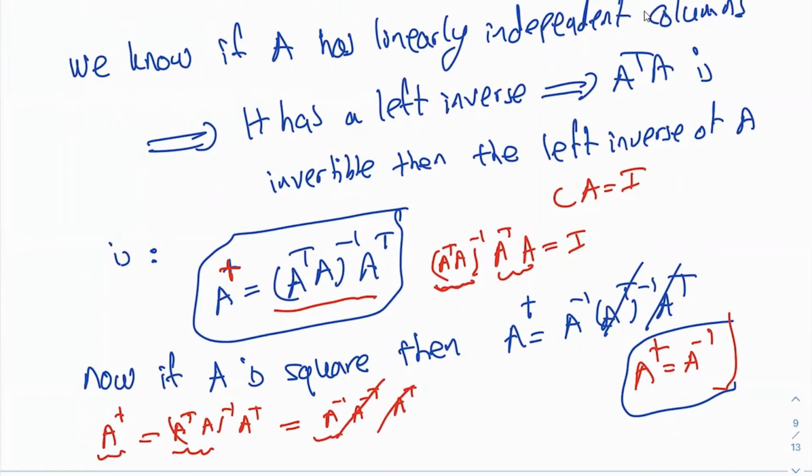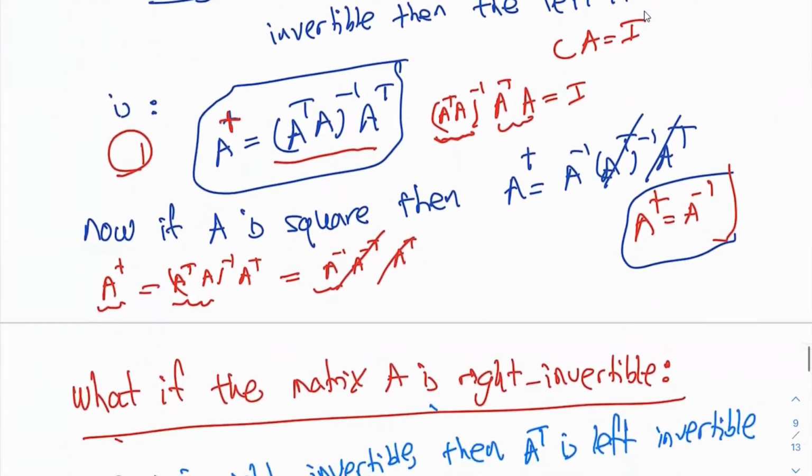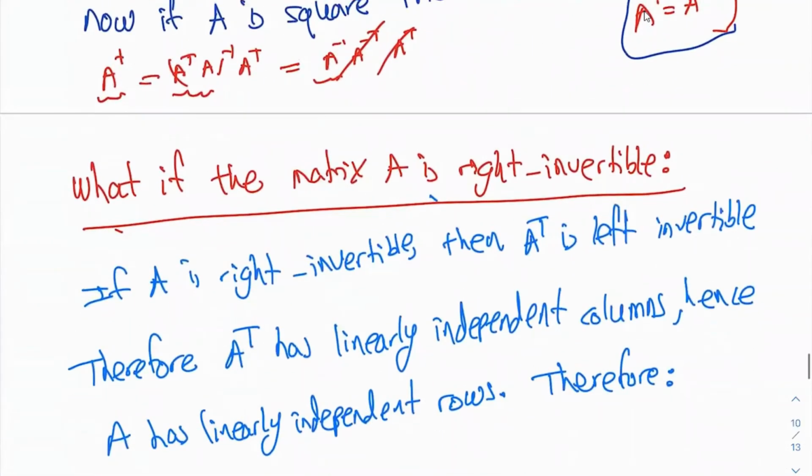Oh, but the general formula is this one, this equation. Okay. Now, what if the matrix A is right invertible? If matrix A is right invertible, then it has linearly independent rows, right? One way to look at this is that if matrix A is right invertible, then A transpose is left invertible. We proved it in the last video, right?